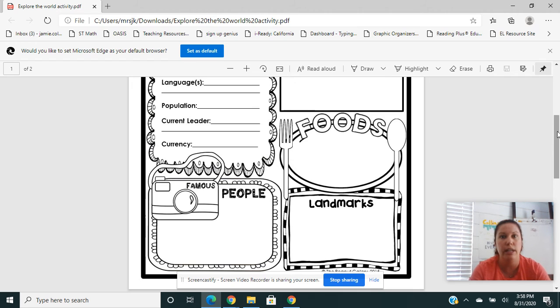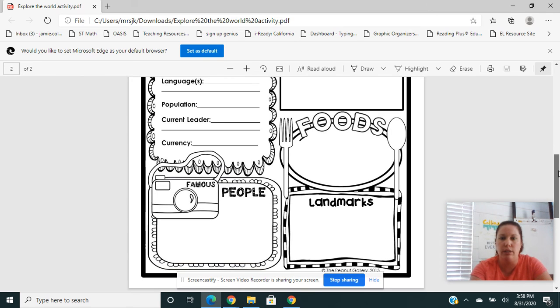For instance, we have a ton of landmarks here in North America, in the United States. We have the Lincoln Memorial. We have, oh, I'm blanking on the name right now, but it's the mountain that has the presidents in it, Mount Rushmore. I was just blanking on the name. So what kind of landmarks does the country that you are researching have in it?